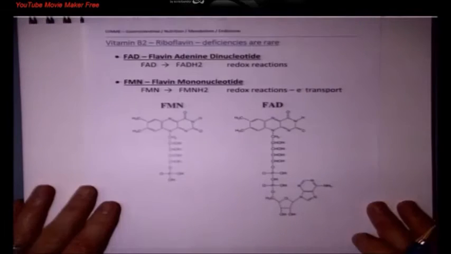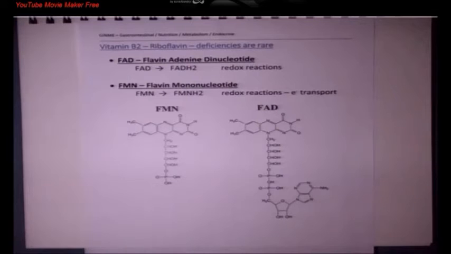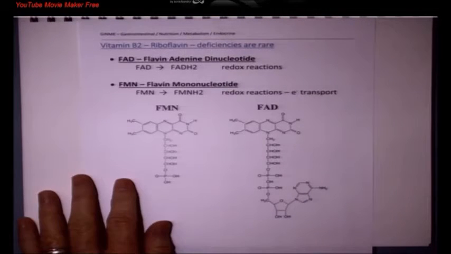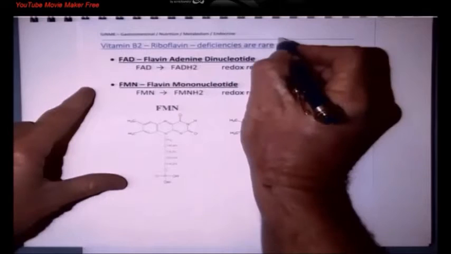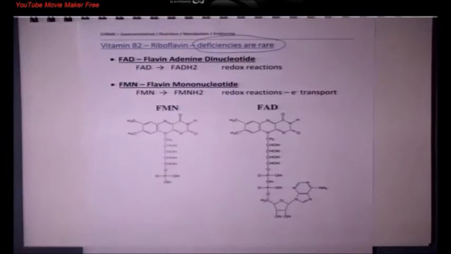Now B2. I'm just going through B1 through B7 today. We'll do B9 and 12 tomorrow because that's kind of a special case. So B2 is riboflavin. Deficiencies are rare. Seldom ever have a deficiency in riboflavin. But if there is a deficiency in riboflavin, this is where the problem is going to precipitate.